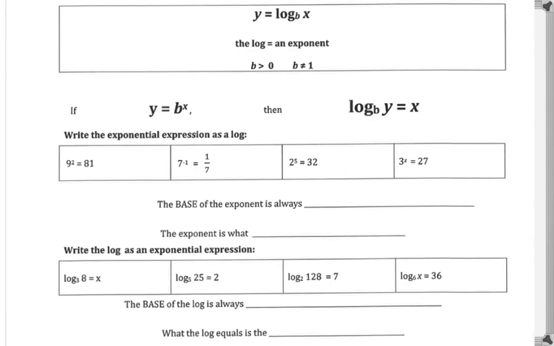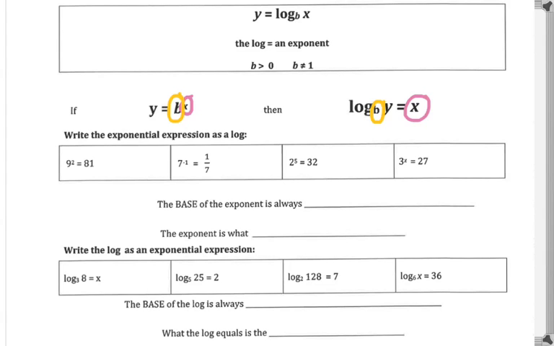So here's the rule that we're looking at. We've got if y equals b raised to the x power, that's an exponential equation, and here's my exponent. In the logarithm, the log is going to be equal to the exponent. So keep that in mind. Logs are always equal to exponents. Also notice that the base of the exponent, the b here, is the base of the logarithm, the b there. And then the y fills in the empty spots.